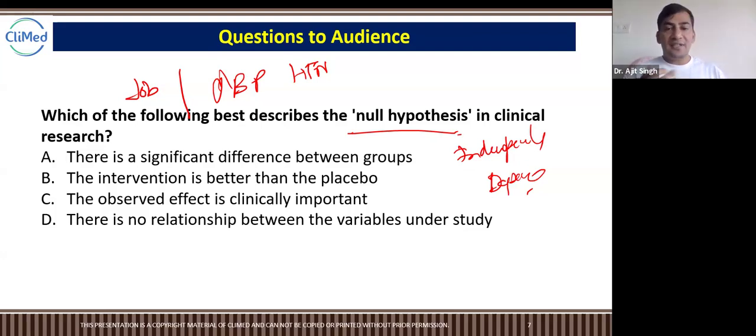Independent factors can affect each other also, like diabetes and sedentary lifestyle, or diabetes and alcohol, and hypertension.